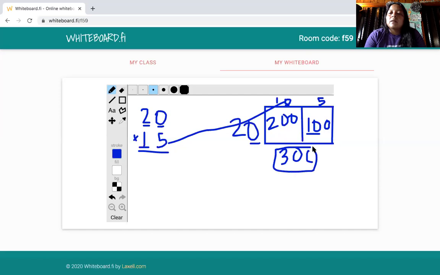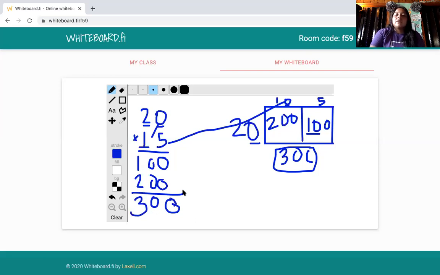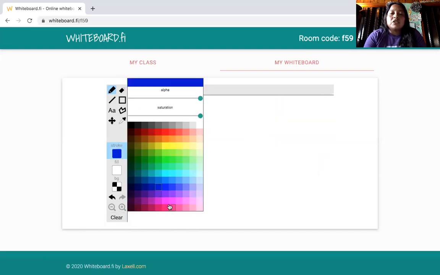Now again, if that's just too hard for you, you can do it this way. 5 times 0 is 0. 5 times 2 is 10, add the 0. 1 times 0 is 0. 2 times 1 is 2. Again, you get the exact same answer. It doesn't really matter how you do it, whichever is easier for you. So the answer is 300. That's our box method. Now, what I'm going to show you next is our division.